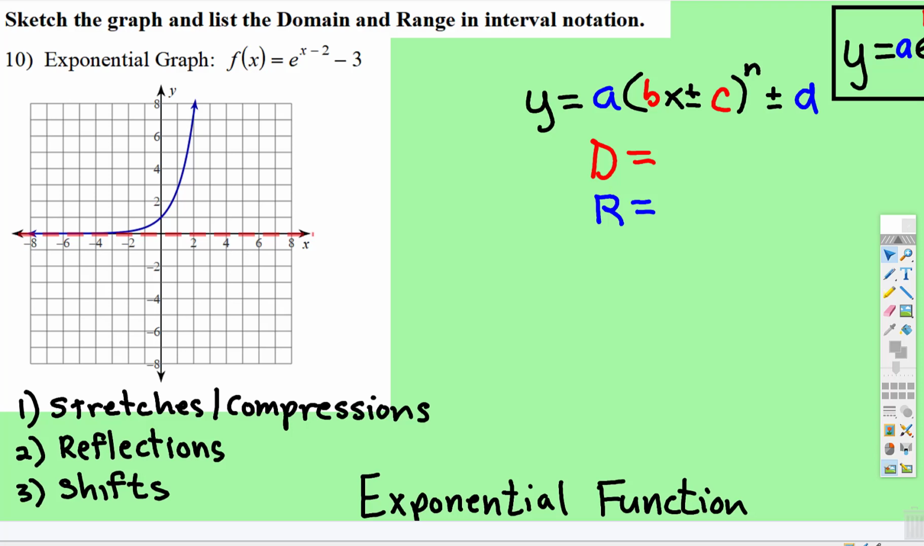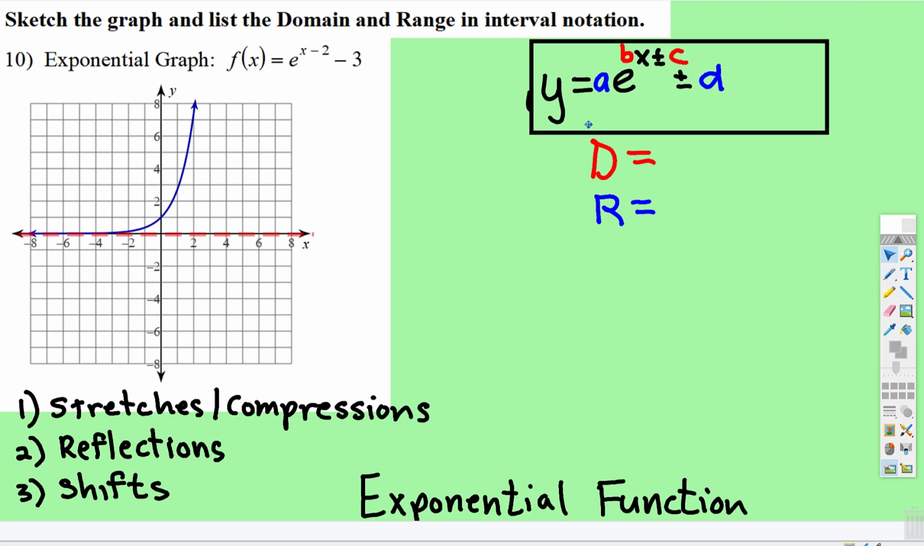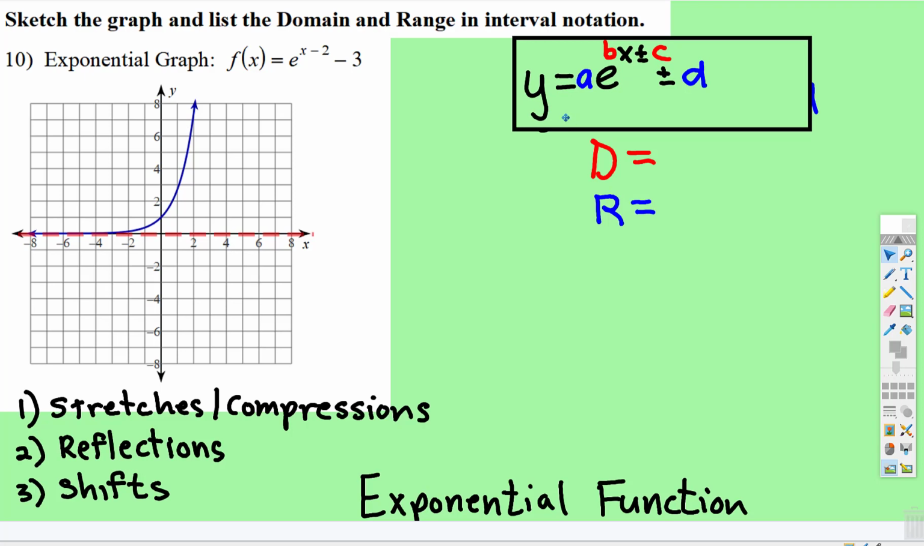Okay, now we're going to transform an exponential function. Again, this looks a little bit out of the usual notation, so I have to rewrite that so you understand where the values get put where.